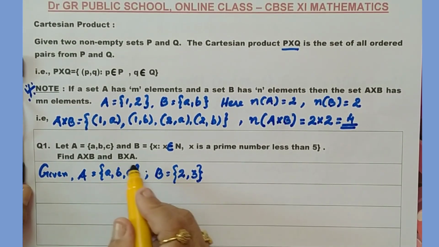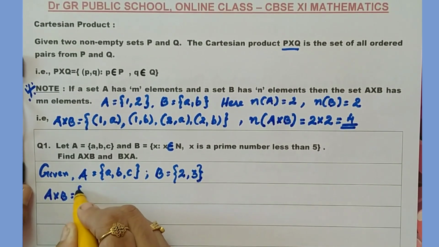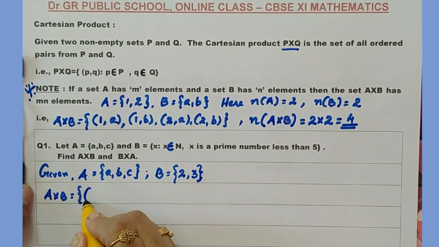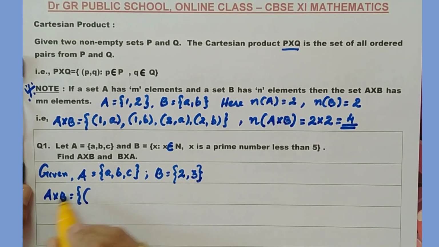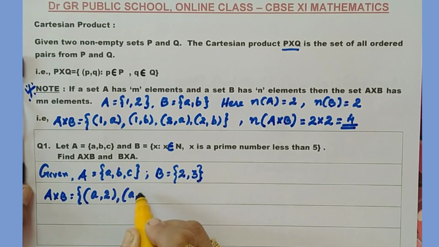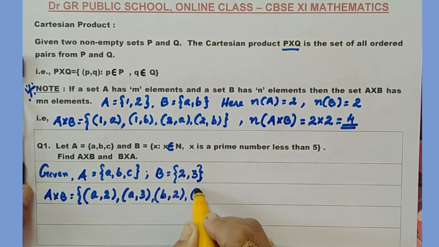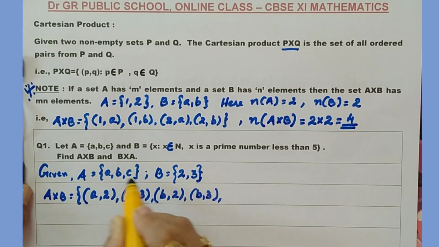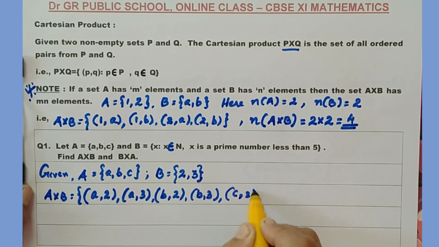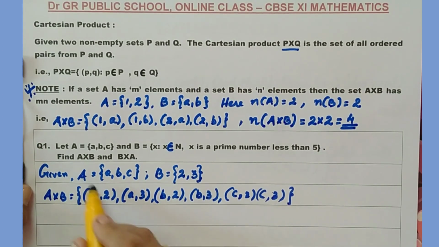You are asked to find A cross B and B cross A. What is A cross B? A cross B means you need to take the collection of all ordered pairs in which the first element is from the set A and the second element from the set B. The first element: (a,2), (a,3). The next is (b,2), (b,3). The next one is (c,2) and (c,3). These are the possible ordered pairs that can be formed from A cross B.